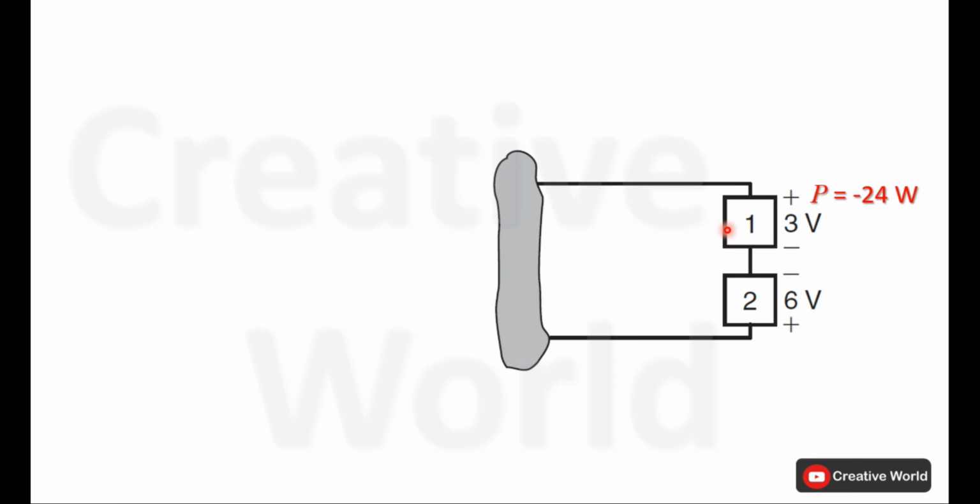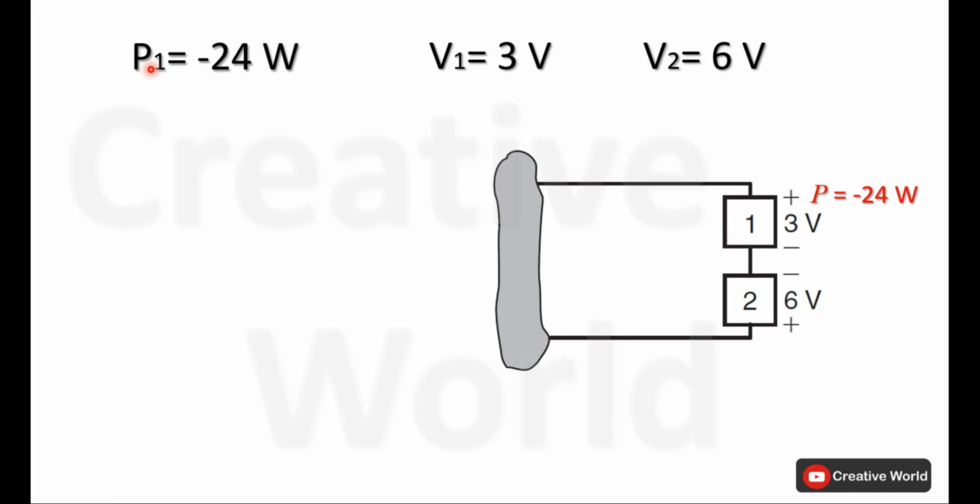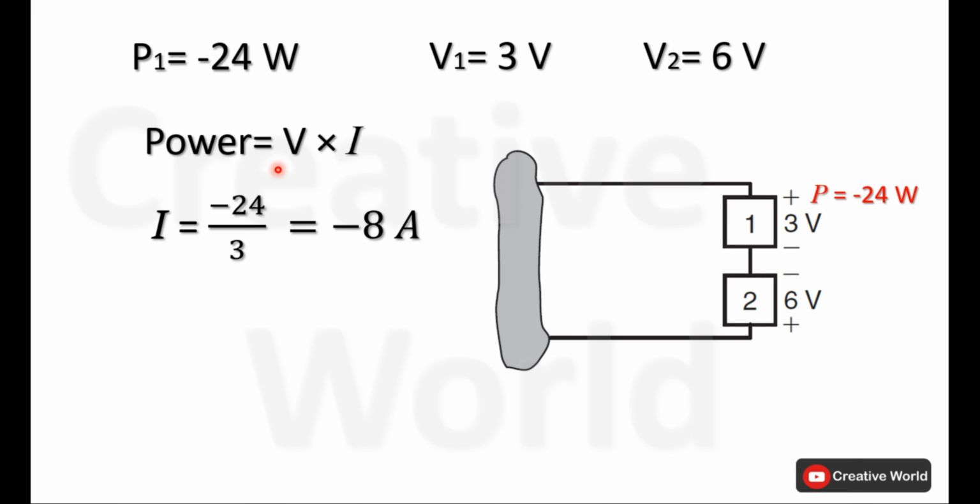First calculate the current of element 1. Data which we have taken from this question is: power of element 1 is minus 24 watt, voltage across element 1 is 3 volt, and voltage across element 2 is 6 volt. Using the power formula, voltage multiplied by current, and entering the voltage and power of element 1, the current through element 1 is minus 8 ampere.